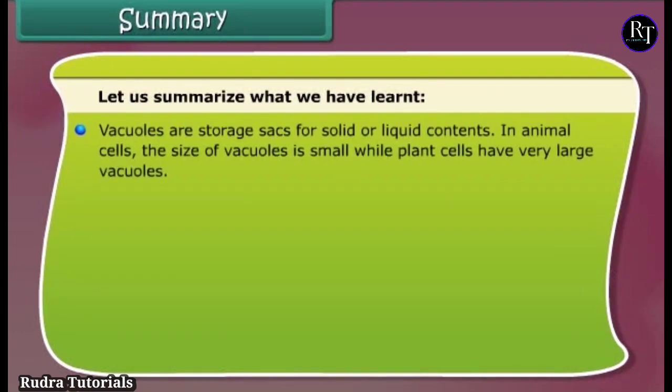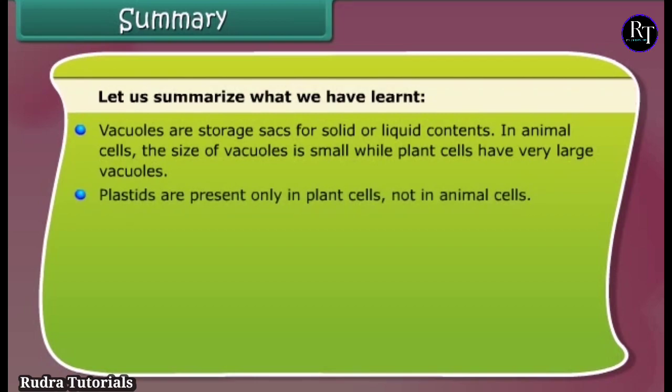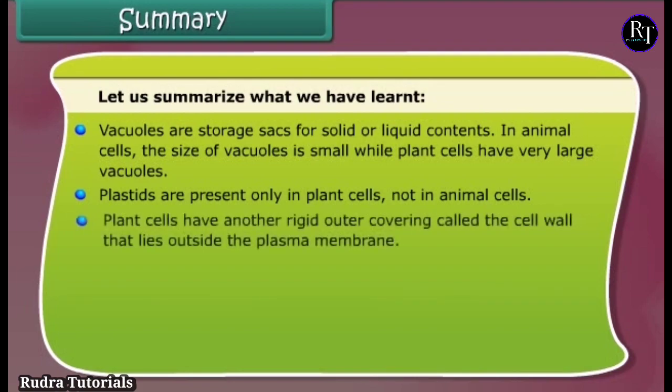Vacuoles are storage sacs for solid or liquid contents. In animal cells, the size of vacuoles is small, while plant cells have very large vacuoles. Plastids are present only in plant cells, not in animal cells. Plant cells have another rigid outer covering called the cell wall that lies outside the plasma membrane.